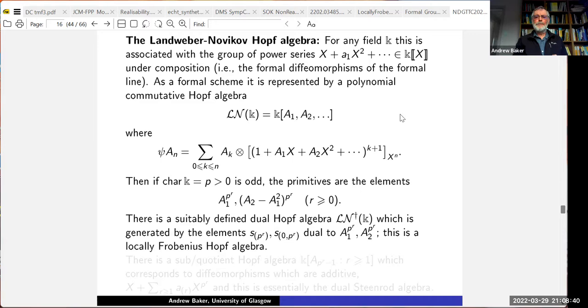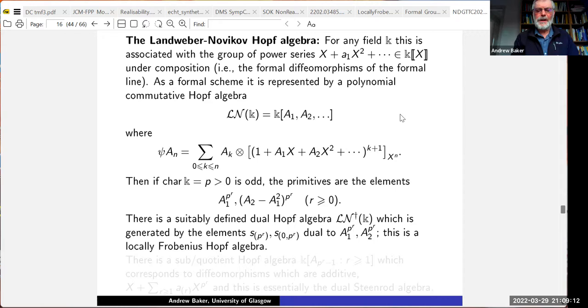That gives you a Hopf algebra. It's not co-commutative, but it is commutative. And the dual object turns out to be a locally Frobenius Hopf algebra. Now, you have to interpret dual a little bit carefully. I'm not sure it is actually the finite dual. The right way to define it is to put a grading and take the sort of graded dual. But if you then forget the grading, you get a locally Frobenius Hopf algebra.